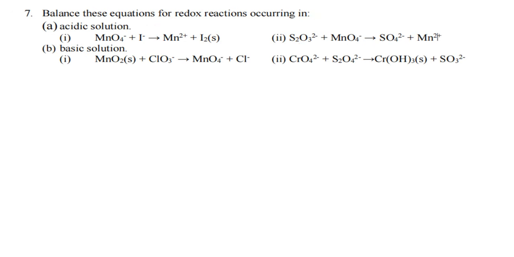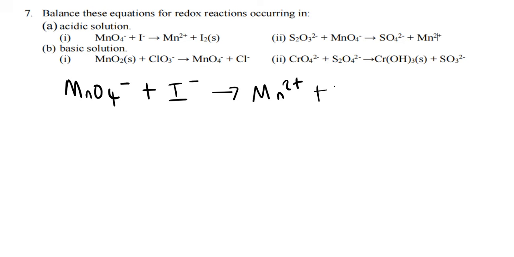Okay, so the way we're going to do this, I'm going to solve one acidic and one basic. Then the other one will be for your practice. So let's start with the first one. In acidic solution, we've been given this equation: MnO4⁻ plus I⁻ equals Mn²⁺ plus I₂. Okay, so basically this is what we have.